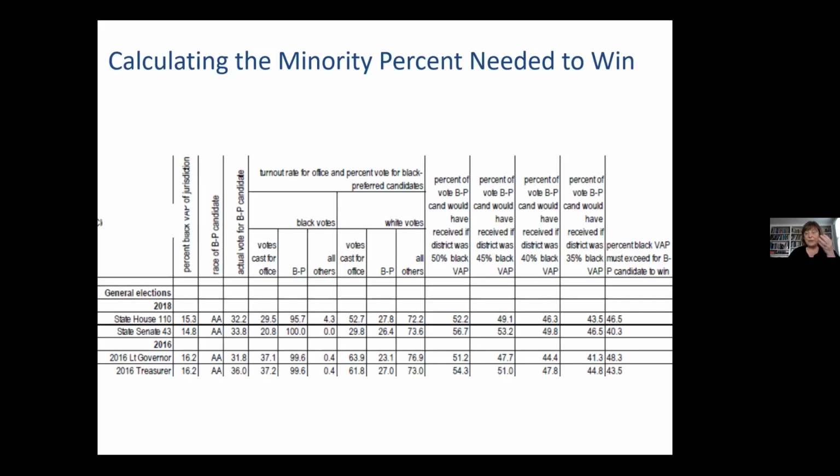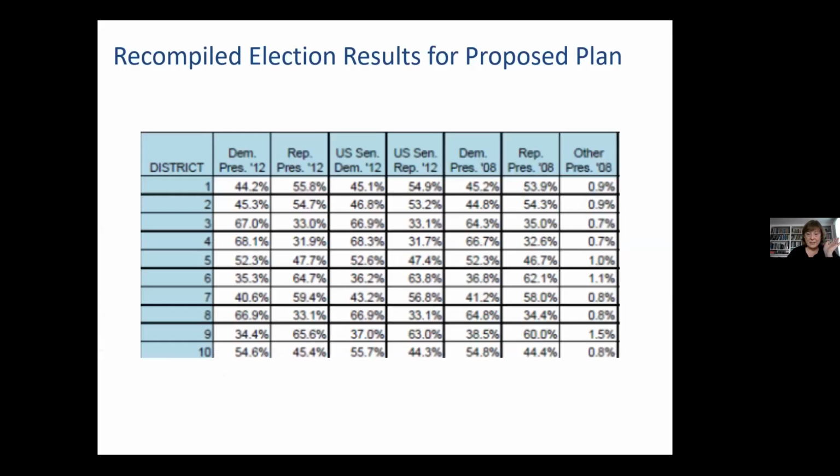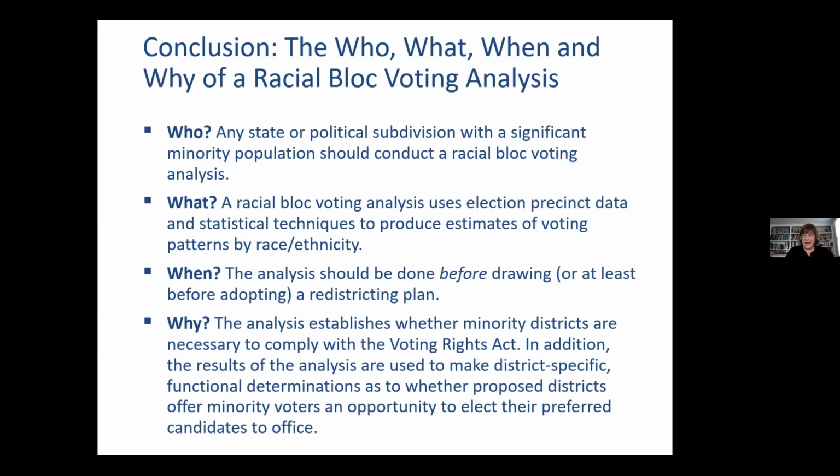This is how you can do it before you start drawing. And this is how you can do it after you start drawing. You're going to disaggregate the election results of previous elections down to the block level and reaggregate them up to conform with proposed boundaries to determine how the minority preferred candidates do in the proposed districts. So that's why you want to do a racial bloc voting analysis.